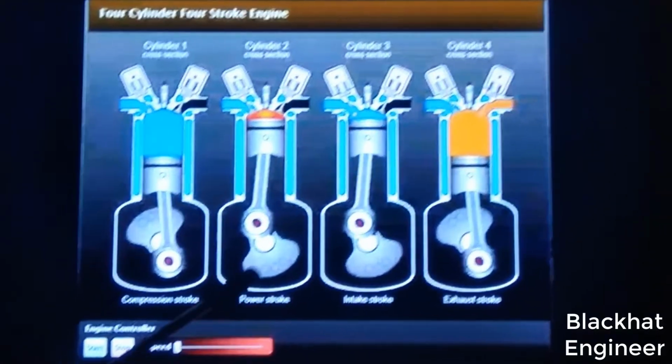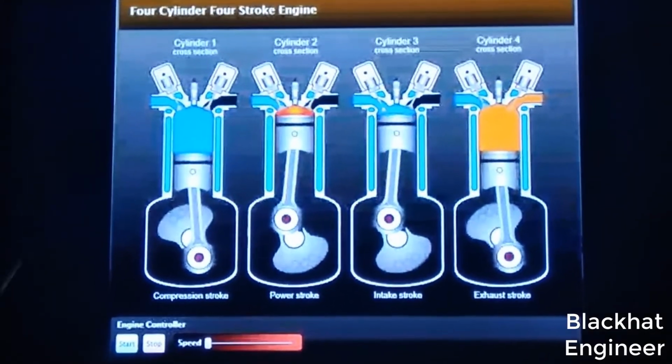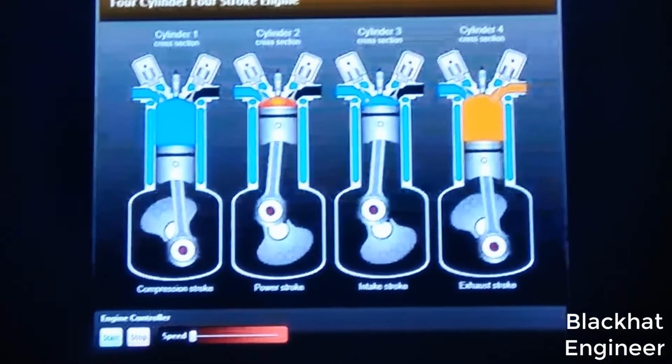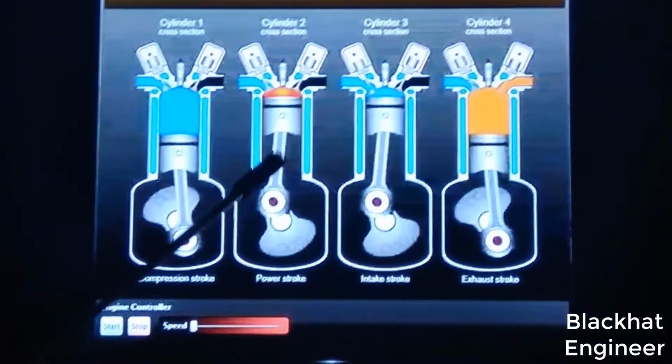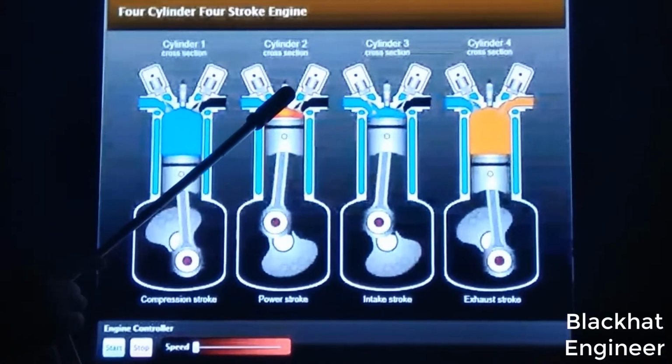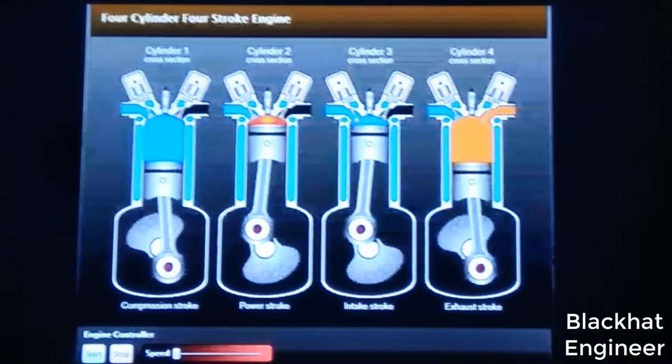Now there is the compression stroke. The piston will go up and compress the fluid entirely. Here both the inlet and exhaust valves will be closed. And what will happen? There is a spark plug. The spark plug will ignite the fuel and the burning will take place.